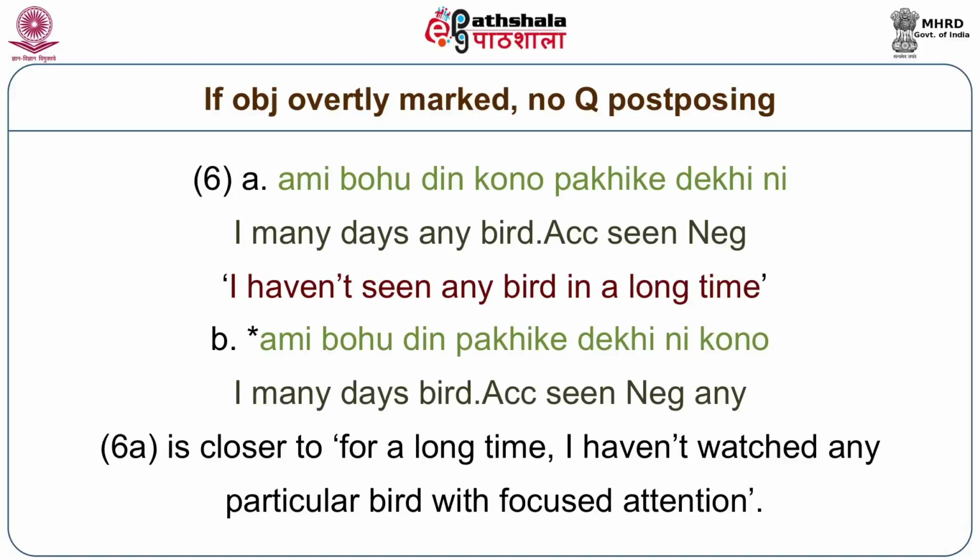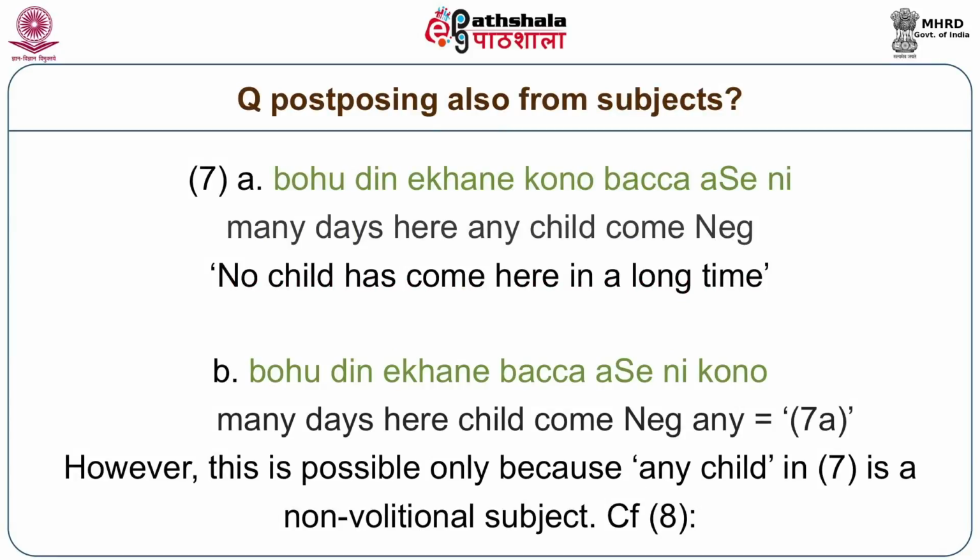Notice that we're not asking you at once to plunge into the exercise of writing a syntactic transformation for handling these variably marked objects. Why? Because this phenomenon affects not only objects but also some of the subjects in this language. Consider sentences 7a and 7b. 7a begins with a subject of the verb to come. No child has come here in a long time. In Bangla, Bohudin ekhane kono bachcha asheni.